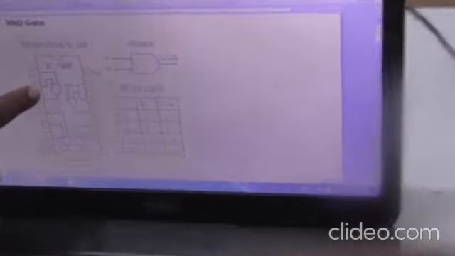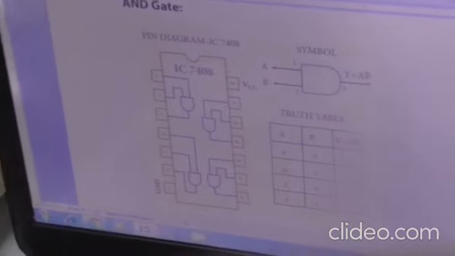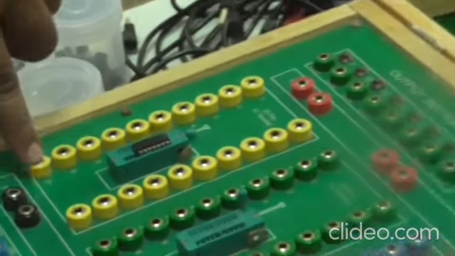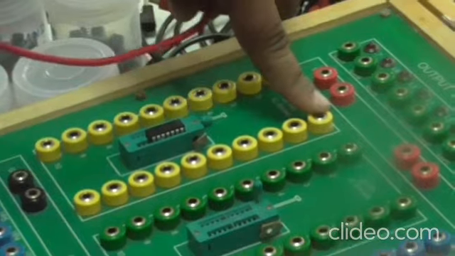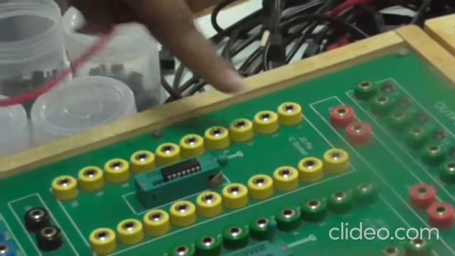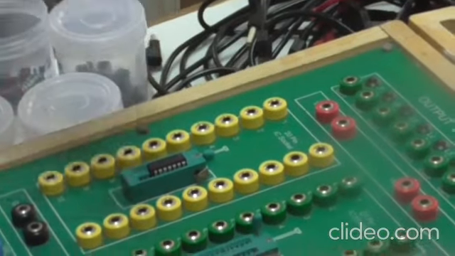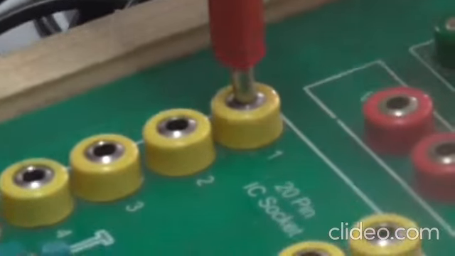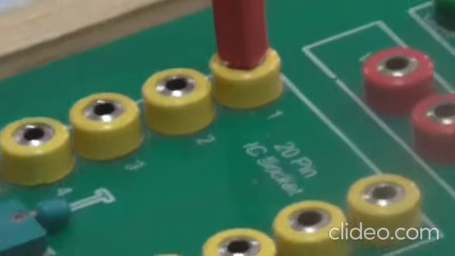Okay. Now, consider our diagram. Pin number 1 and 2 are for input. That's why this pin number 1 was connected. Here the numberings are 1, 2, 3, 4, 5, 6 up to 10. Here from 11 to 20. But our IC contains 14 pins, that's why we are using only 14 slots. Now pin number 1 here is connected like this, to input 0.